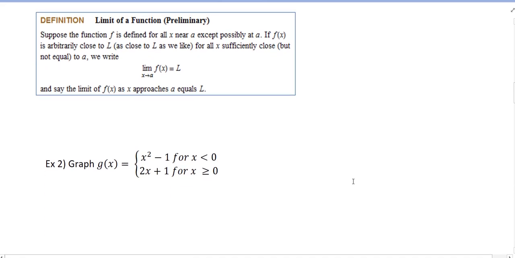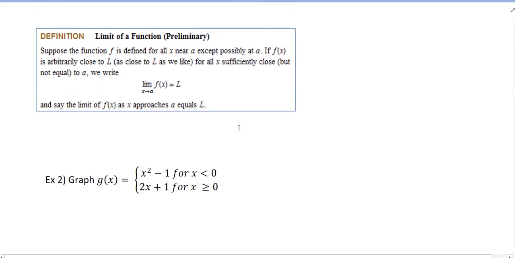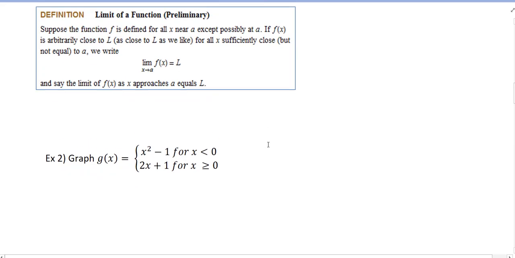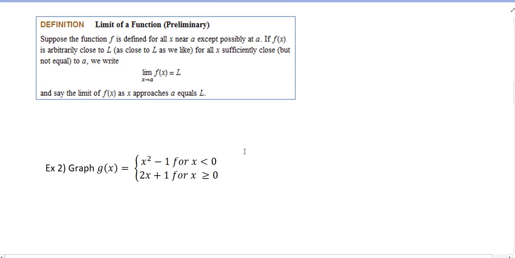I'm trying to read it and say it at the same time, and in my brain they're not connecting. Okay, so let's try this example.